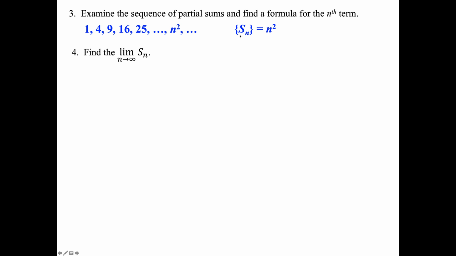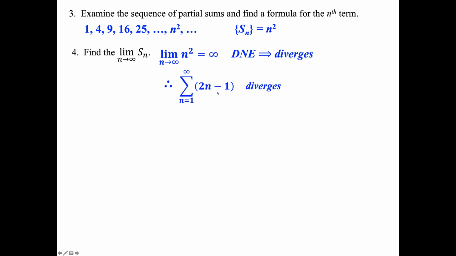All right, so then take this new sequence formula for your partial sum and apply the limit as n approaches infinity. Well, wait a minute, that's going to go to infinity. Infinity squared is still infinity. Well, what that means is that this is divergent. It diverges. The limit doesn't exist. So if it doesn't exist for this, then it's sure not going to exist for the original sequence function 2n minus 1. That's also going to diverge.